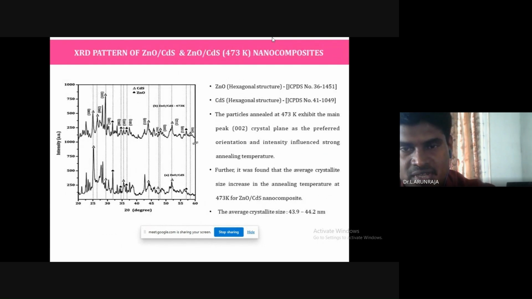Now let us start with XRD. Zinc oxide has a hexagonal structure, and CdS also has a hexagonal structure. The particles annealed at 473 Kelvin exhibit the main peak with the 002 crystal plane as the preferred orientation, and the intensity increases with annealing temperature. Further, it was found that the average particle size is 43.9 to 44.2 nanometer in XRD.